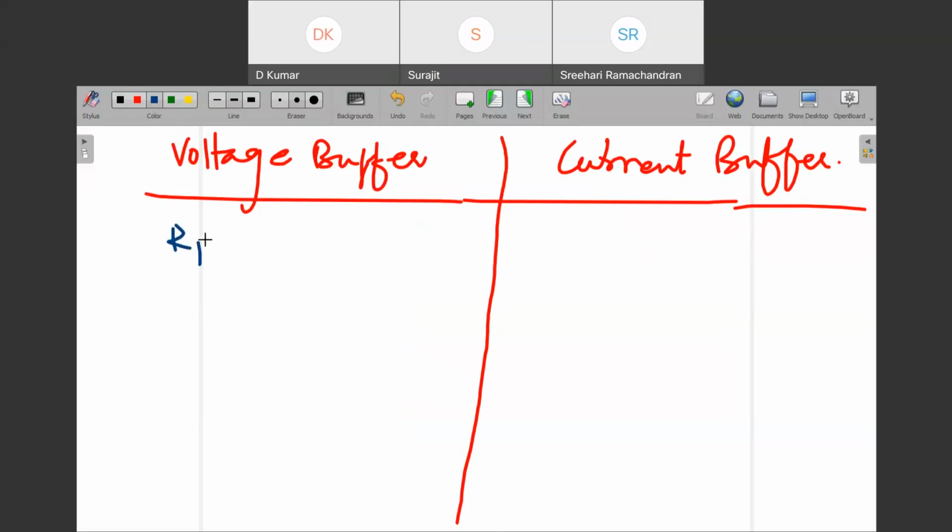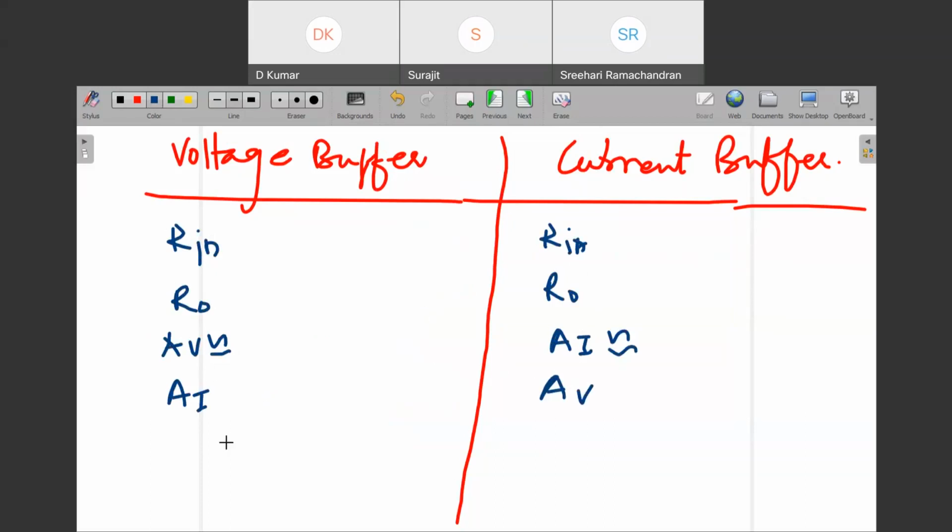So the input resistance, output resistance, AV, AI, AP approximately. Guys, can you tell me the input resistance of a voltage buffer? High. Output resistance low. The great example is the op amp only.